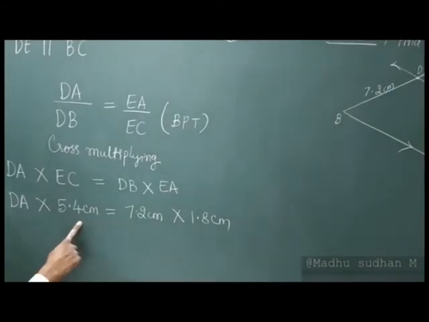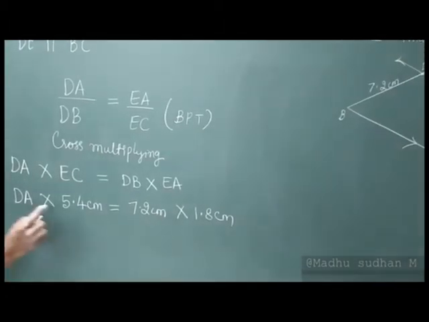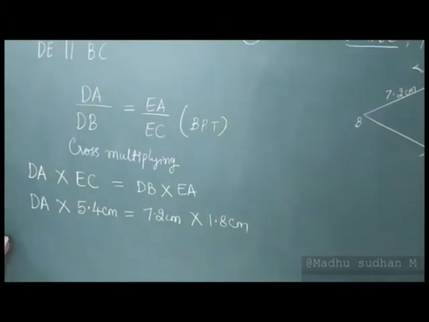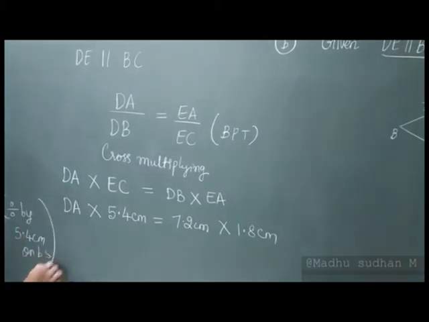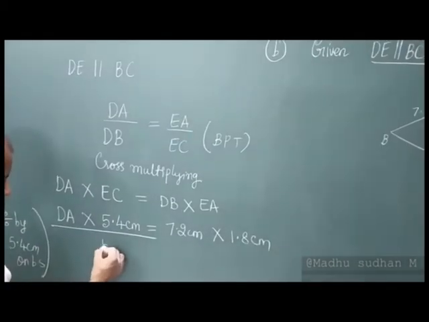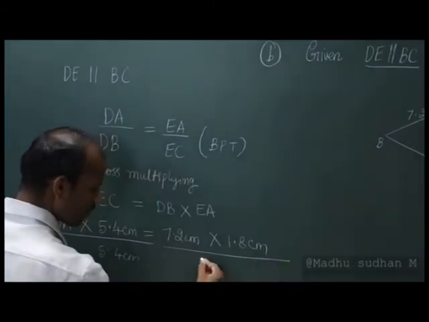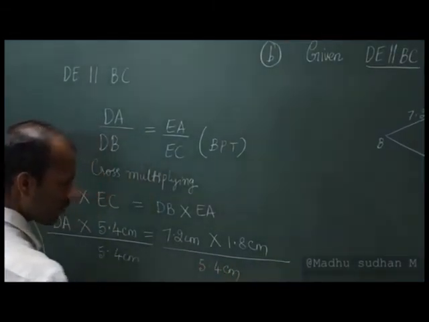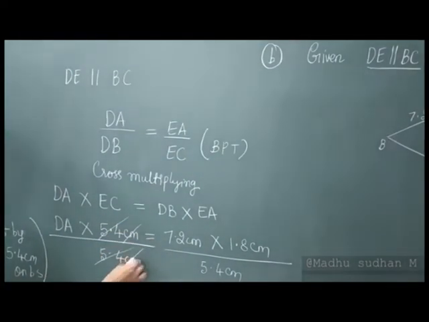Now again, I will have to divide by 5.4 to get only DA. So dividing by 5.4 centimeters on both sides, right? Let me divide this by 5.4 centimeters. Here also this is 5.4 centimeters. Followed it? I can cancel the 5.4 units.